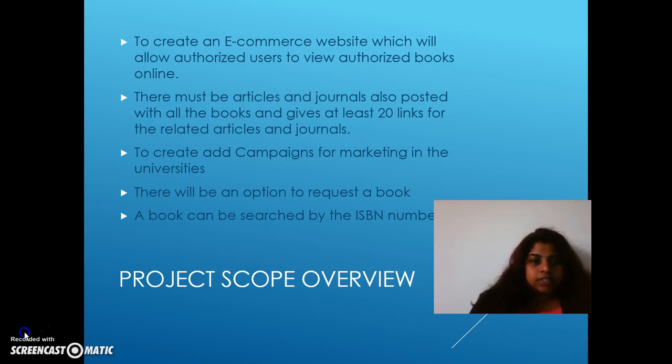And then there are ad campaigns like discount coupons for students who subscribe, and there should also be an option to request a book. Whichever book they don't find on our website, they can request, and we can try to get that book for them. And then there is a search option where they can search by ISBN number. This is the scope of our project.